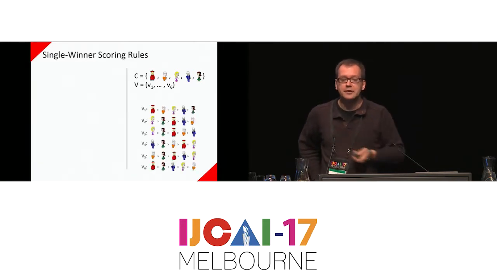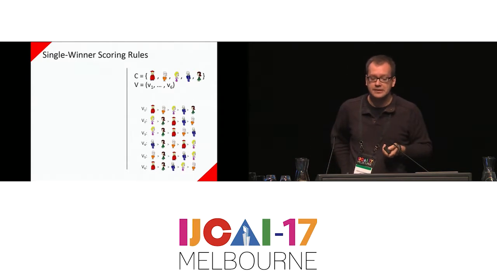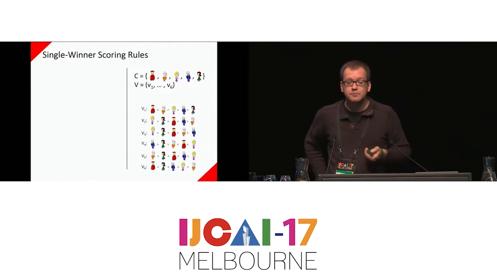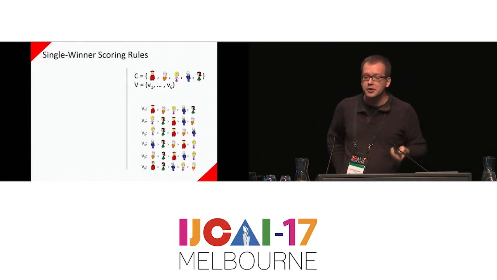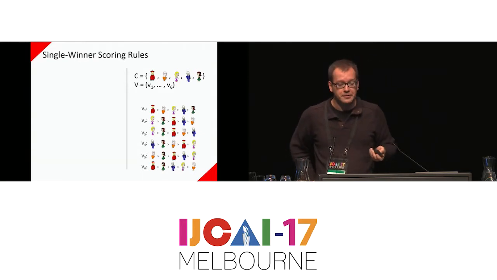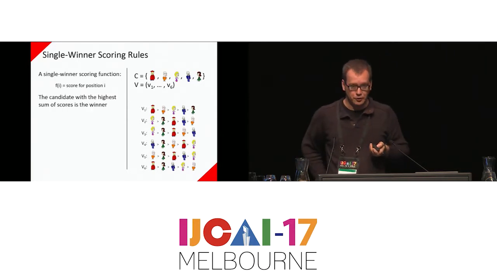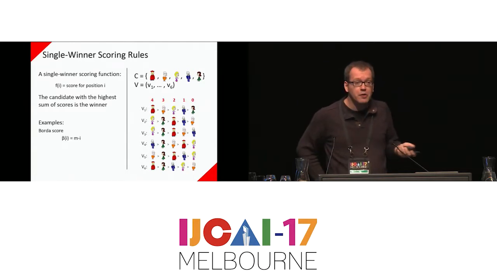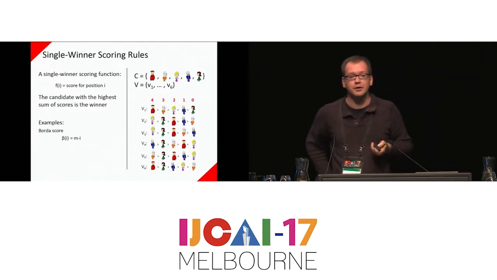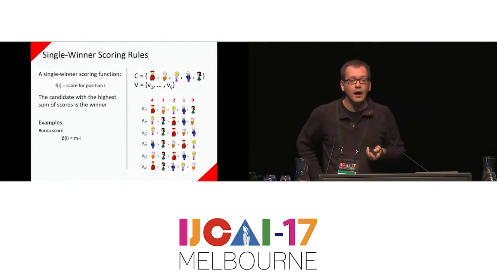We're assuming that they represent preferences as rankings. So for example, here the first voter thinks red is best, then orange, then pink, then blue, then green, and so on for the other voters. And we will be looking at scoring protocols, scoring functions, and they work in a very simple way. They simply associate scores with positions. So here we have the so-called Borda scoring function. It's a simple linear function.